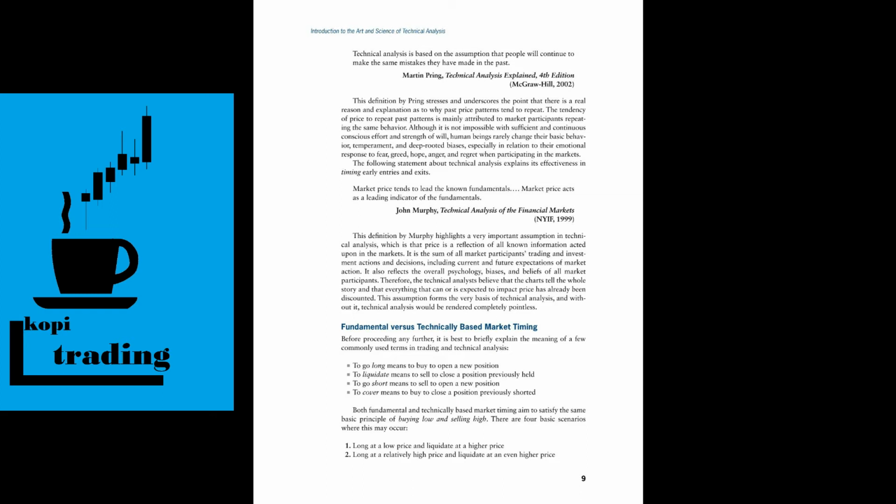The tendency of price to repeat past patterns is mainly attributed to market participants repeating the same behavior, although it is not impossible with sufficient and continuous conscious effort and strength of will. Human beings rarely change their basic behavior, temperament, and deep-rooted biases, especially in relation to their emotional response to fear, greed, hope, anger, and regret when participating in the markets.